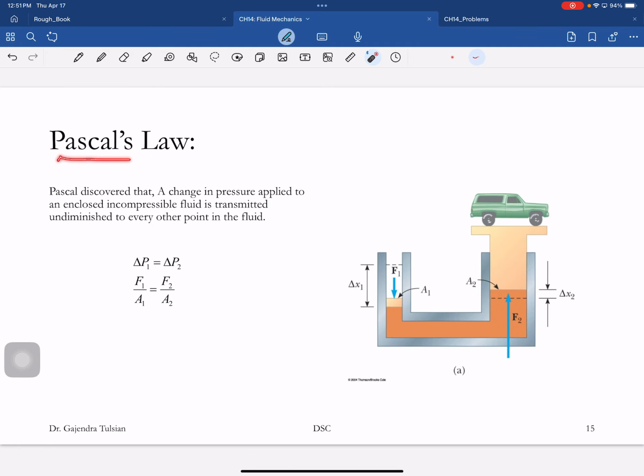All right, now we'll study Pascal's law. We use this phenomenon everywhere. So let's say you have an enclosed fluid.